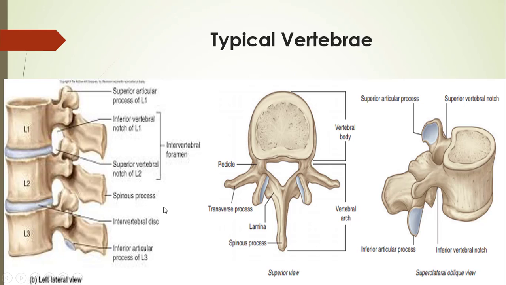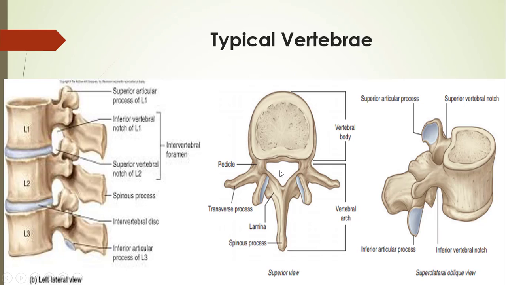Now, as we said, the size of vertebral bodies increases as we descend downwards from cervical 1 to lumbar 5. Now, let's talk about the vertebral arch. The vertebral arch forms lateral and posterior parts of the vertebral foramen. Here is the vertebral foramen.